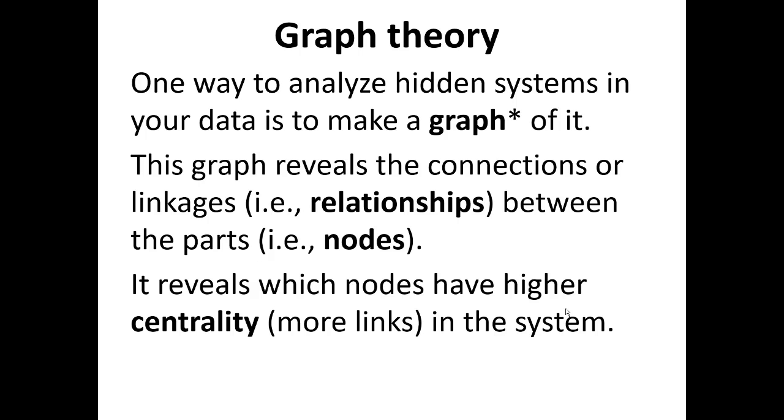What we can abstract out of this is that it reveals which nodes have higher centrality, which is a fancy word for having more links in the system. It might be that there's somebody on a floor who's super scrumptious, and there are all kinds of people that like that person. But that person may only like 1 or 2 other people. In that case, the super scrumptious person, whoever they are, would have a really high measure of centrality.